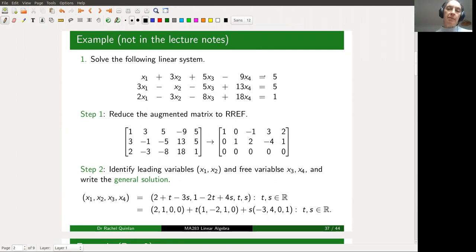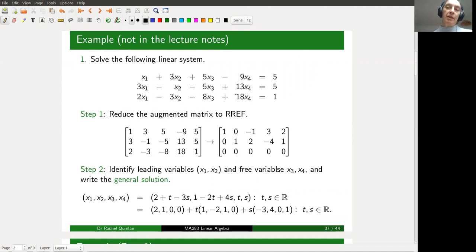So it has a few parts that illustrate essentially the different possibilities that can turn up when you are solving a system of linear equations. So the first part, we are presented with this system of 3 equations with 4 variables. We're asked to solve the system.